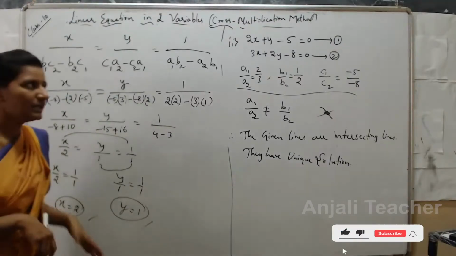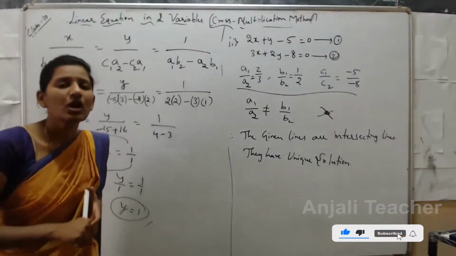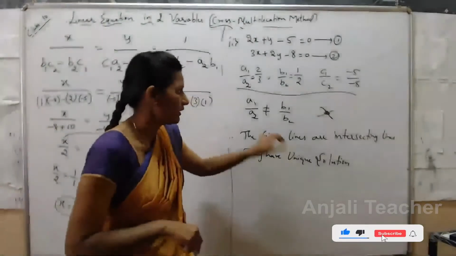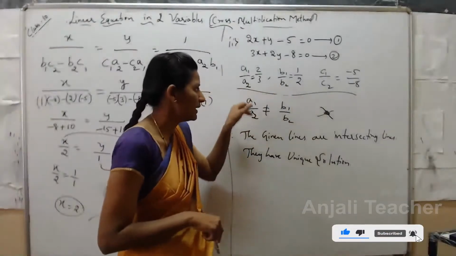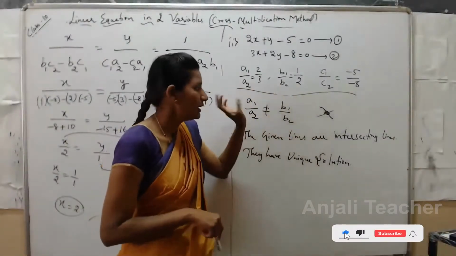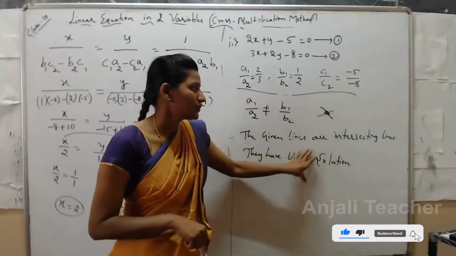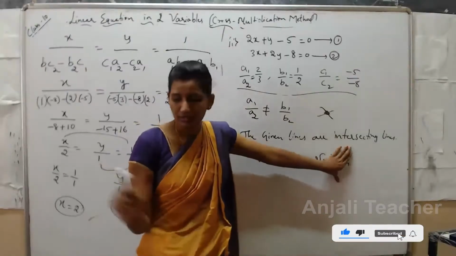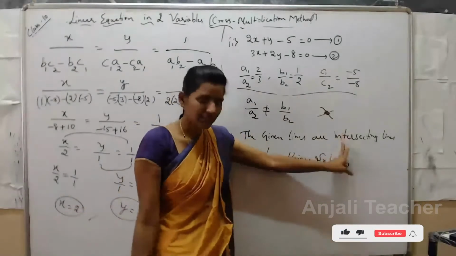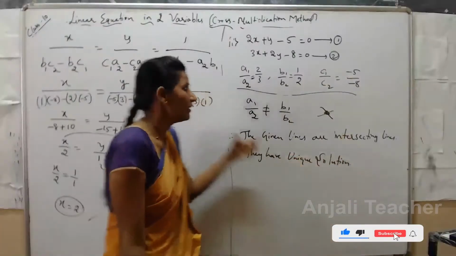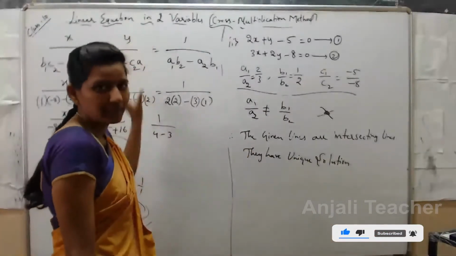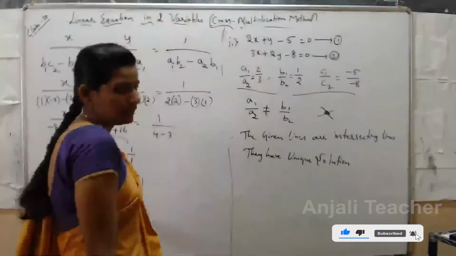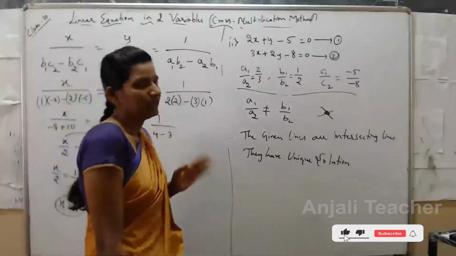Solutions means x and y values by using the cross multiplication method, because it has a unique solution. When a1 by a2 is not equal to b1 by b2, then you will get a unique solution. Those lines are intersecting lines. If they are intersecting lines, they have a unique solution. Find the x and y values by using the cross multiplication method.